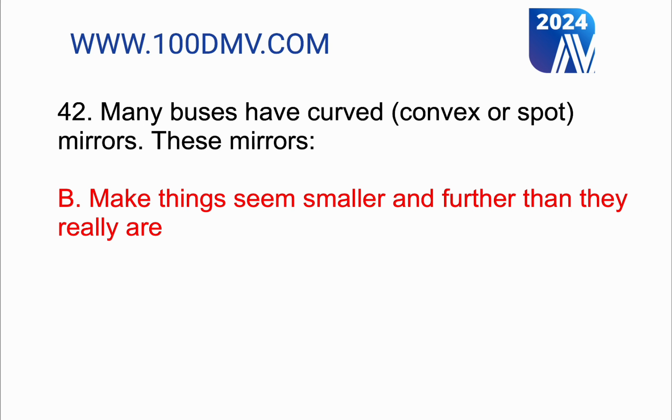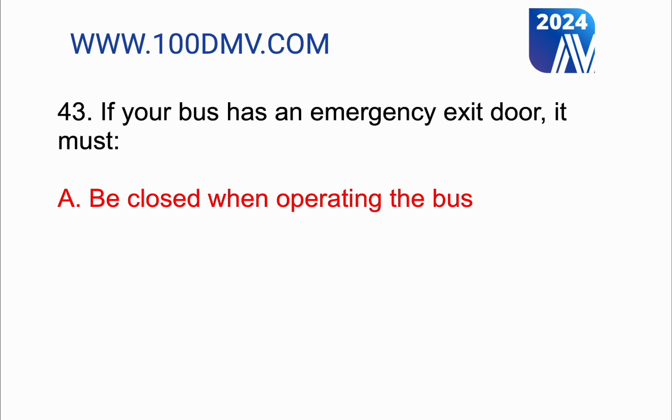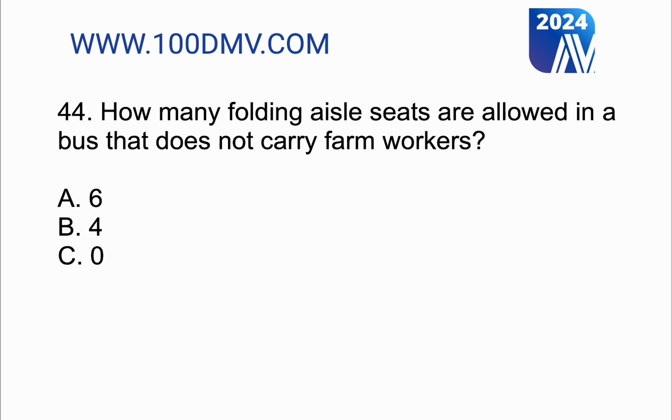The correct answer is B, make things seem smaller and further than they really are. 43. If your bus has an emergency exit door, it must A, be closed when operating the bus. B, always have a red door light on. C, be free to open for fresh air. Correct answer. A, be closed when operating the bus.